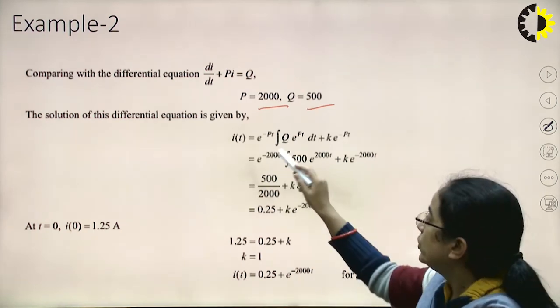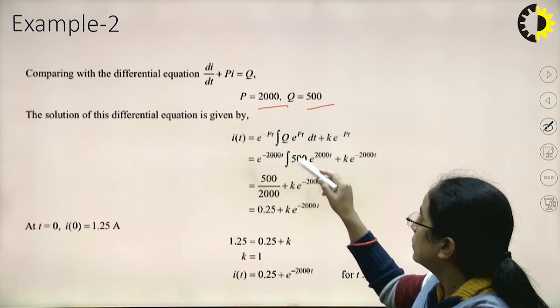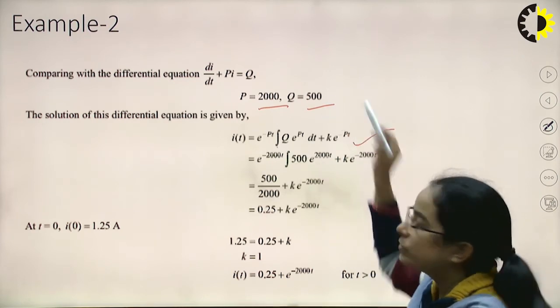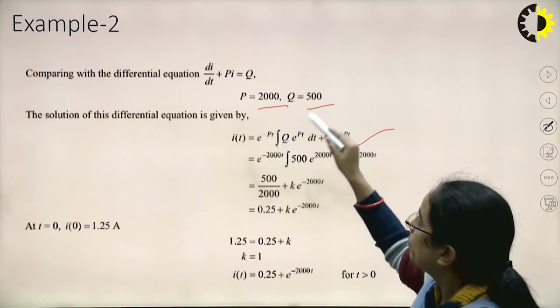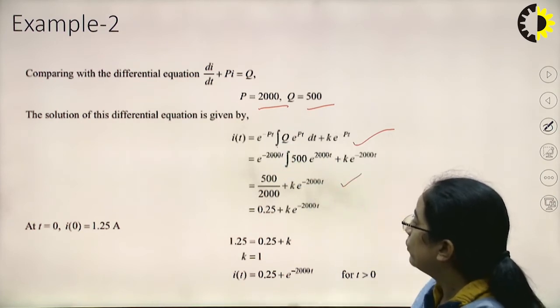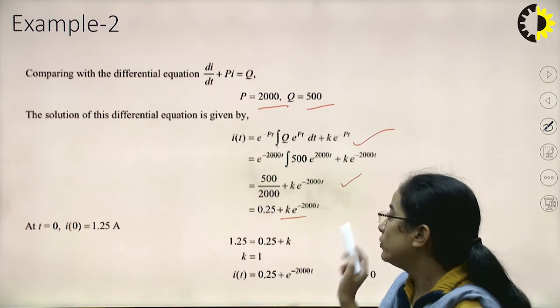So e to the power minus Pt times the integral of Q e to the power Pt dt is the solution of this type of non-homogeneous equation. We have the values of P and Q, so we will put those values, and now our target is only to calculate the value of K.